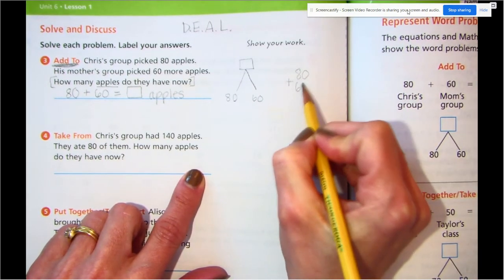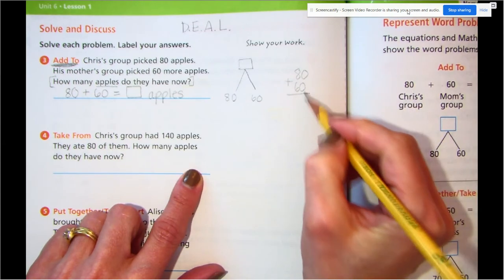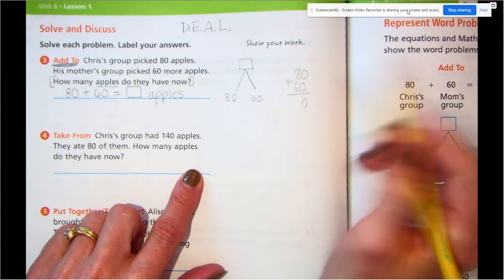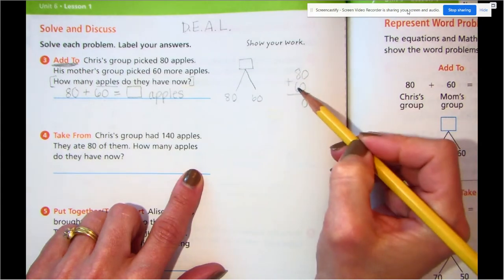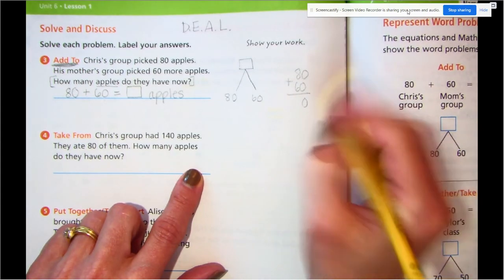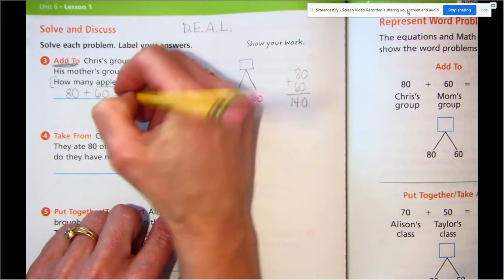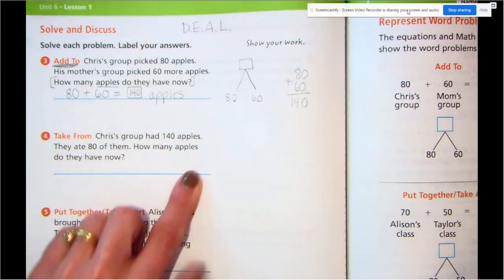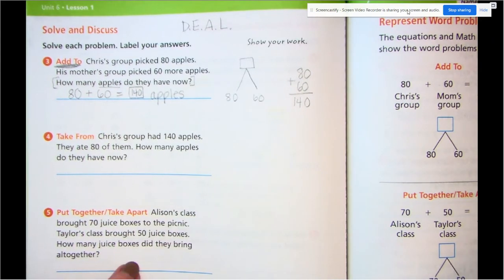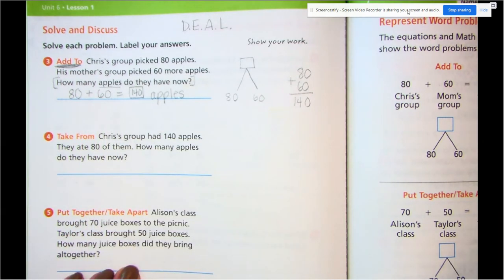Remember, we stack ones on top of each other, tens on top of each other. Okay, zeros, 8 plus 6 more. I like to make a 10, so I take a couple away to make a 10, and then I have 4 left. 140. So all together, they have 140 apples. Okay, we added to what we started with to find our total.